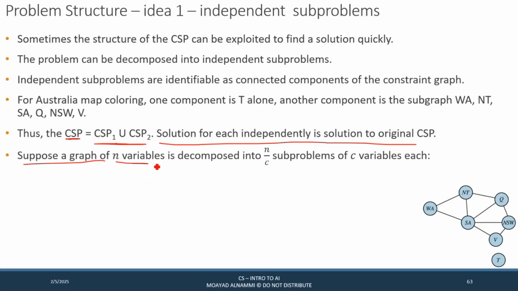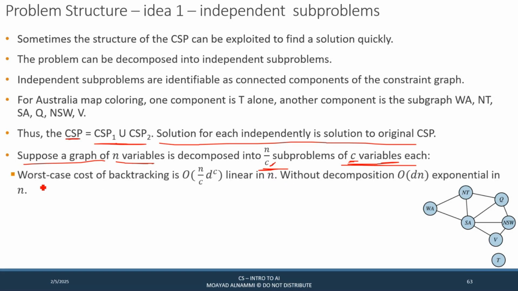Suppose a graph of n variables can be decomposed into n over c subproblems of c variables each. How much reduction can I get if I run backtracking on each of those n over c subproblems? The worst case cost of backtracking is going to be O(n/c times d to the power of c). Where is this coming from? Well, I have n over c CSPs. That's how many subproblems there are.